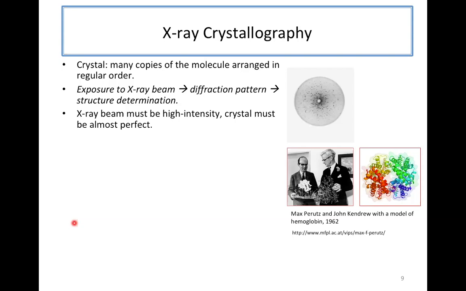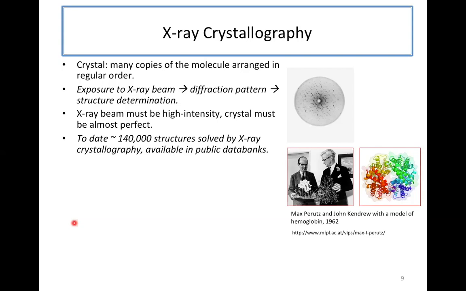Now, for proteins, which have a composition of a very large number of atoms, the X-ray beam must be high intensity, and the crystal must be almost perfect. To date, and this has to be appreciated in the context of cryo-EM, 140,000 structures solved by X-ray crystallography are now available in the public database. These are 140,000 structures of proteins that are all relevant to human health.